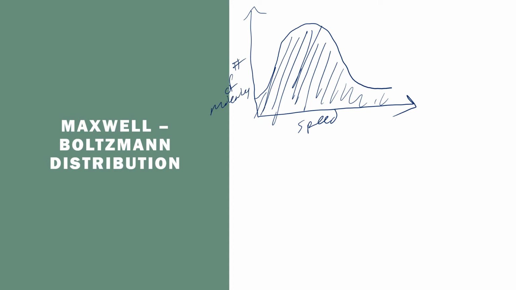Now, if you were to increase the temperature, the graph would change to look something more like this. Okay. Where the particles are going faster on average. So really look at the peak here versus the peak of the second graph.